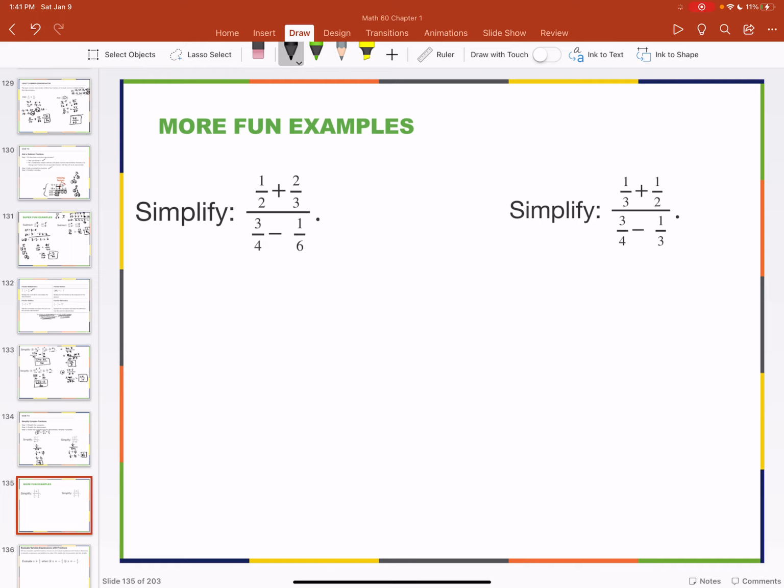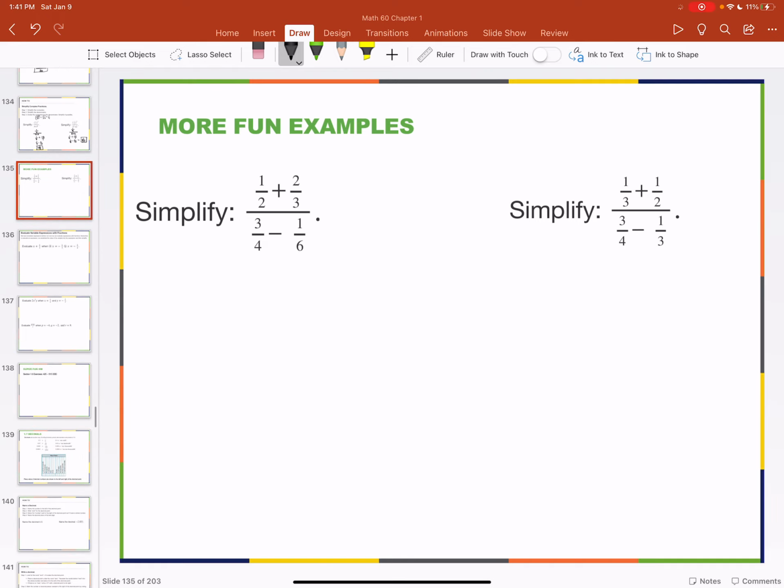Let's go ahead and do the top here, 1/2 plus 1/3. So common denominator between those two is 6. So times 3 over 3 and times 2 over 2 for this one. So 3/6 is equivalent to 1/2. 4/6 is equivalent to 2/3.